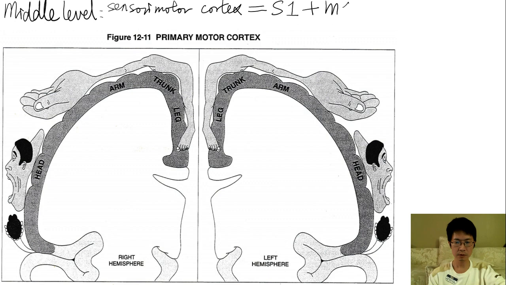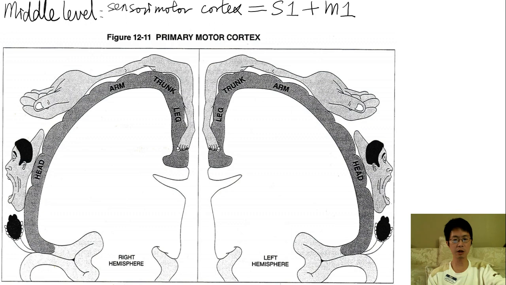In our sensory physiology lecture, we already talked about S1, the primary sensory cortex, and we haven't talked about M1, the primary motor cortex yet. Does anyone remember the location of the primary motor cortex? Let me give you 5 seconds to think about the answer. 5, 4, 3, 2, 1. Okay, time's up. The primary motor cortex is located in your frontal lobe. Specifically, it is located in your precentral gyrus.